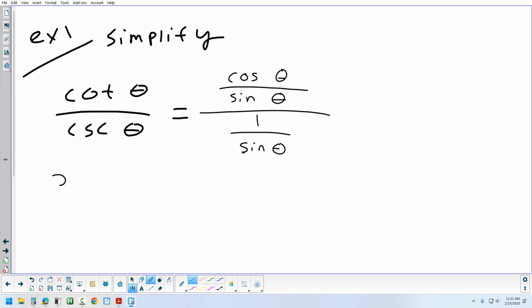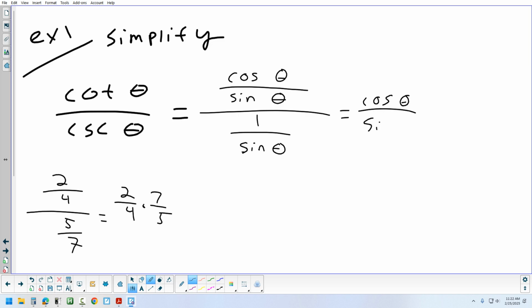Now, you have a problem that's basically like this. If you want to divide a fraction by a fraction and it was just numbers, how do you divide two fractions? Multiply the top by the reciprocal of the bottom. Yep. That's how you do that problem. So do exactly the same thing here. Multiply the top by the reciprocal of the bottom. What's the reciprocal of the bottom? Sine theta over 1.